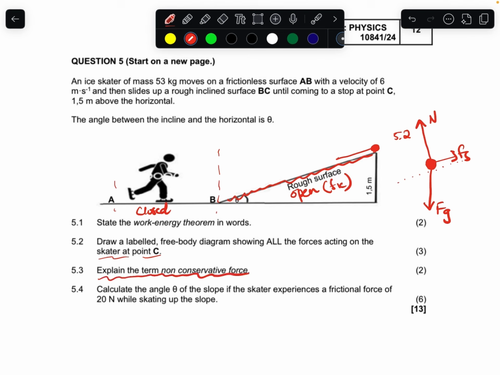Explain the term non-conservative. Again, guys, it's the exam guideline definition, not the textbook. A non-conservative force is a force for which the work done is dependent on the path taken.